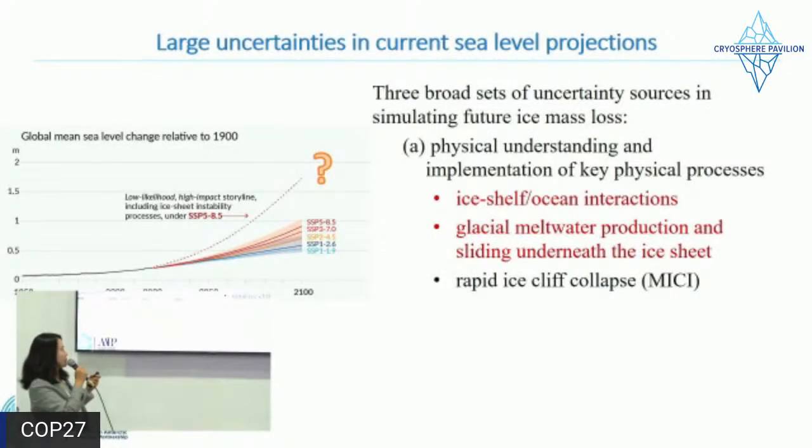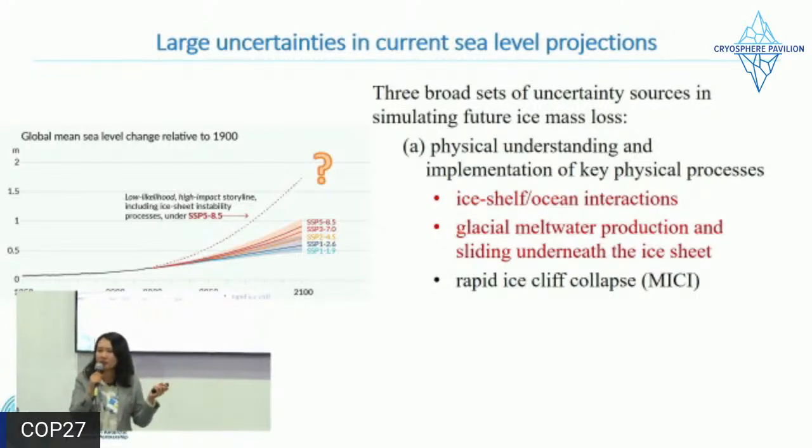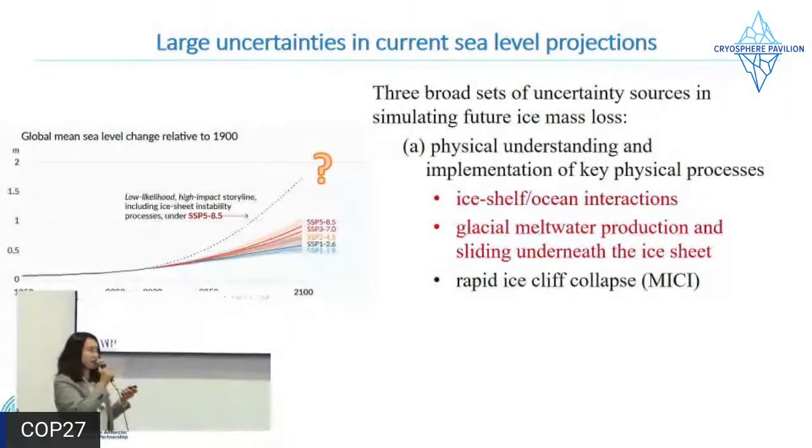sliding on the base. And also the last one is a very popular term recently. It's called the rapid ice cliff collapse. And this mechanism has been ignored in most of our actual model simulations.